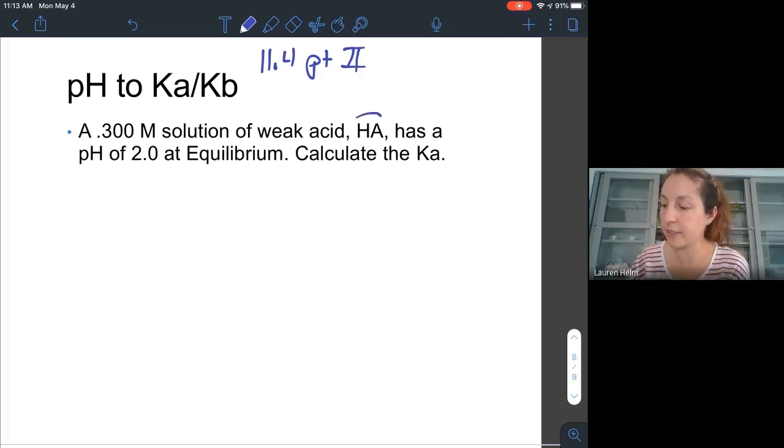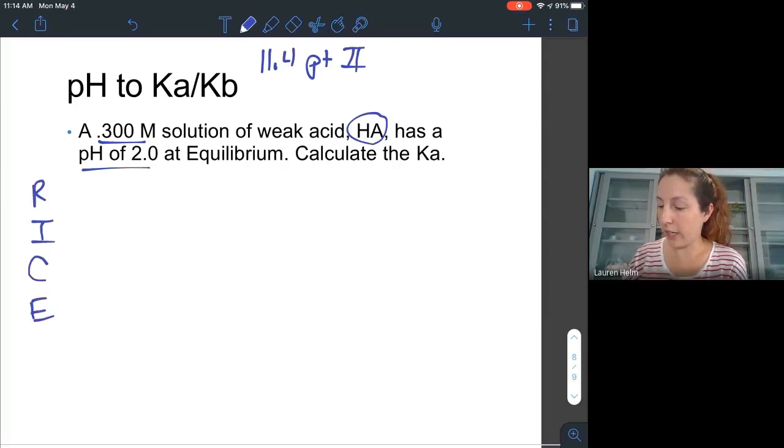We'll call it our weak acid HA. Why does it need to be a weak acid? Well, those are the ones that are in equilibrium. We know our strong acids and strong bases have only single-sided arrows. So we have a weak acid. We know its concentration and we know its pH. So as always, we're going to start with a RICE table.